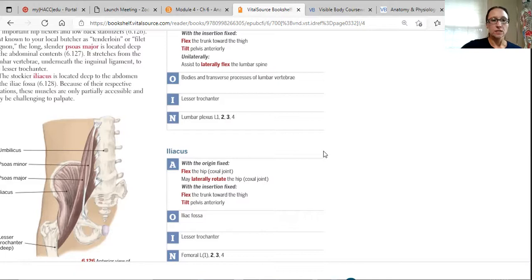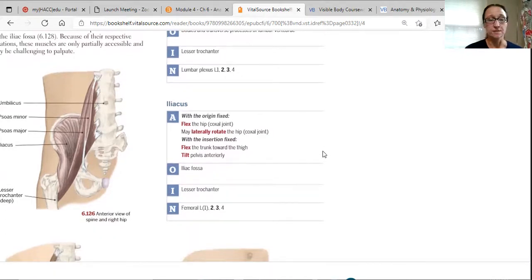All right, so let's go to iliacus then. So iliacus originates in the entire iliac fossa. Okay, this whole thing is iliacus. Then, of course, it does the same thing, and it comes down like this and then dips back to the lesser trochanter of the femur.